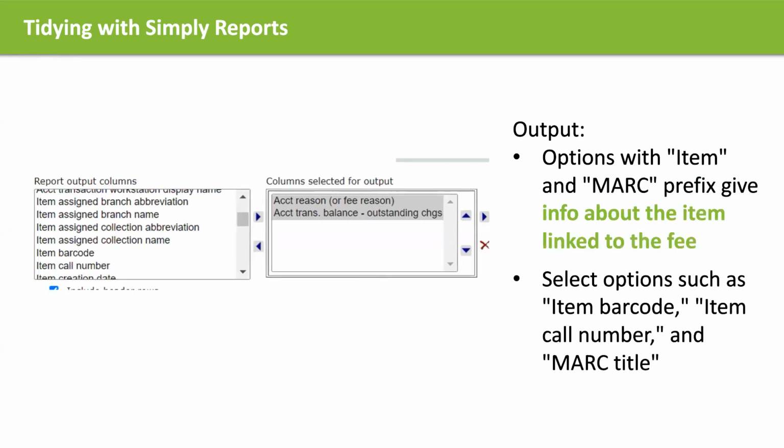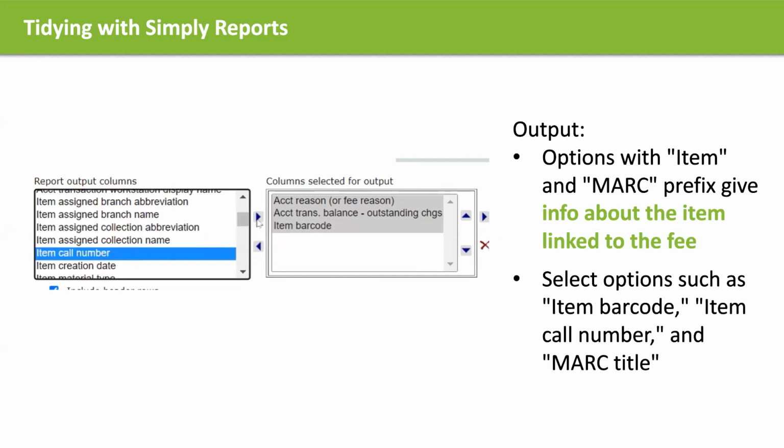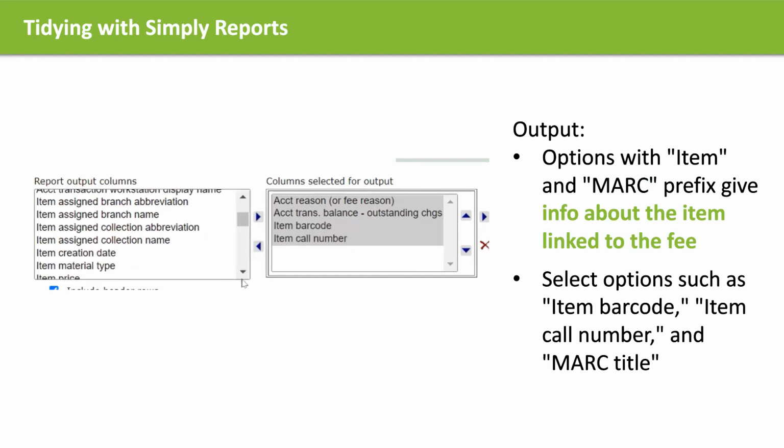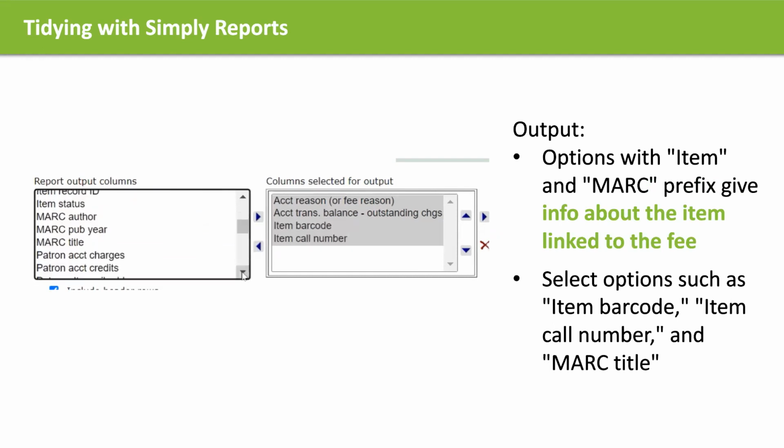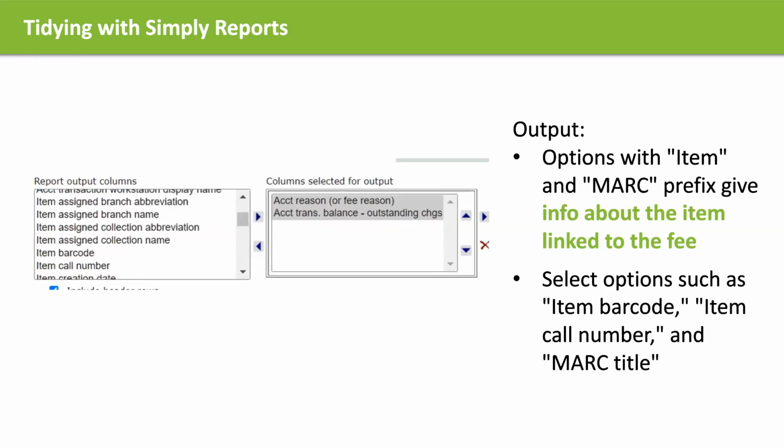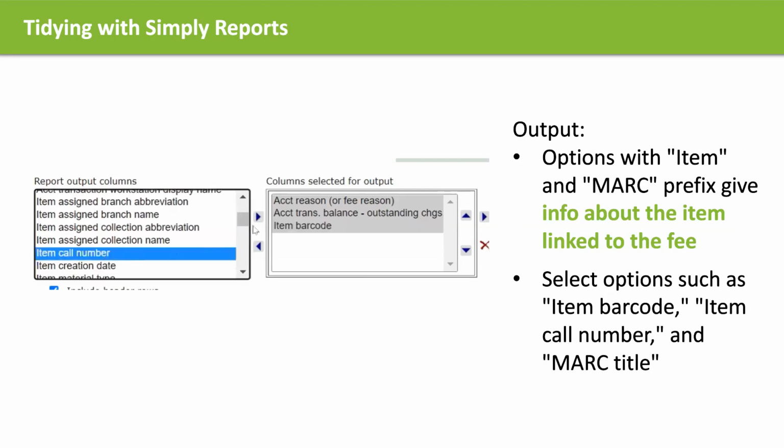There's also output that have prefix of item and mark, and that's going to give information about the item that's linked to the fee. So for this report, we want enough information to identify the item. I'm going to choose things like item barcode, item call number, and we'll get the mark title in there. So this way, when I send someone to check the shelves before waiving fees, they can check for the correct copy.